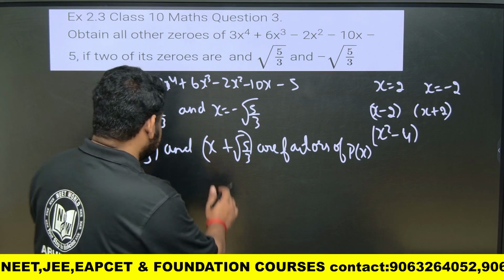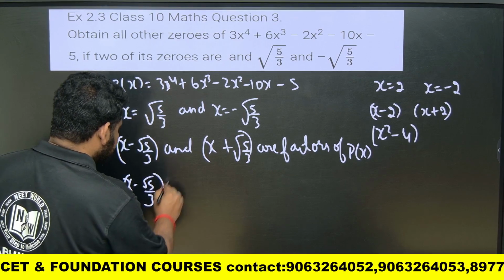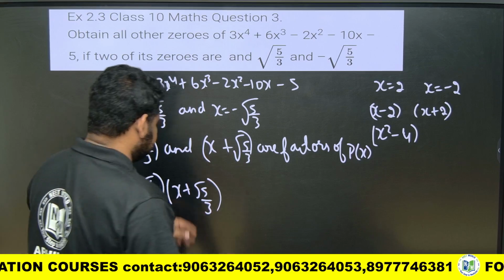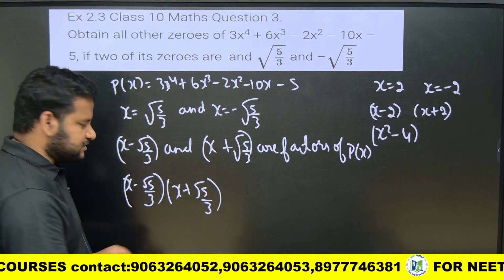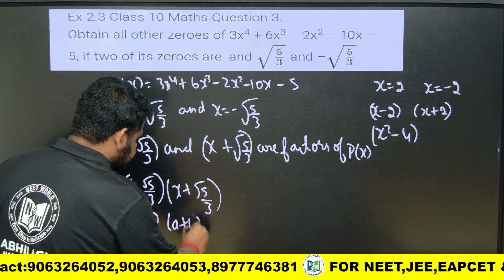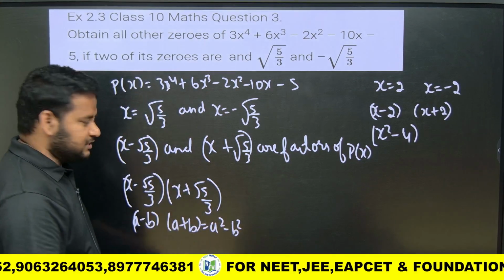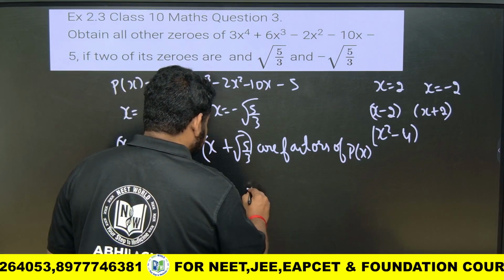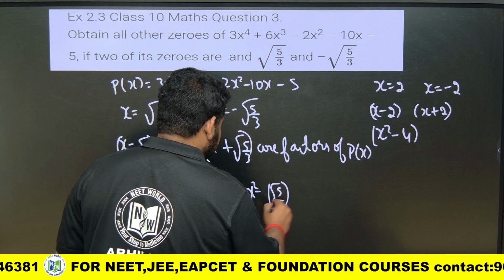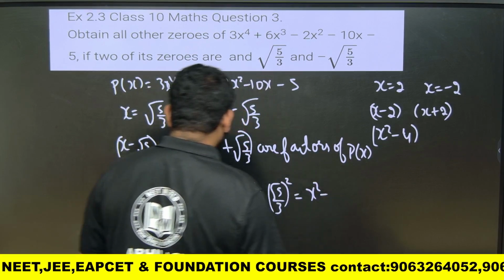Okay, so first let us multiply this, x minus root 5 by 3 into x plus root 5 by 3. This is nothing but a minus b into a plus b, that is nothing but equal to a square minus b square, friends. So this becomes x square minus root 5 by 3 whole square.